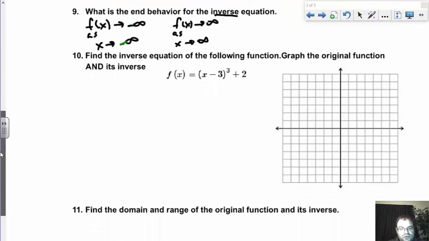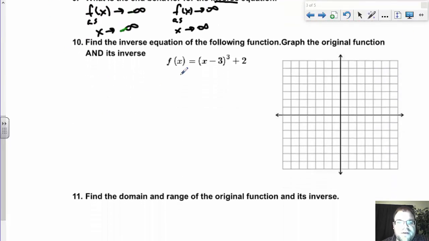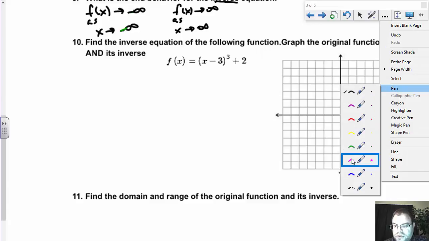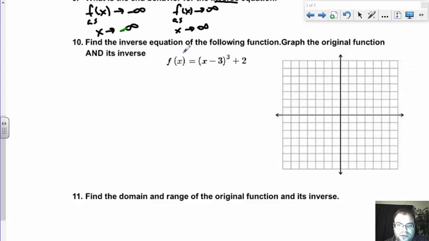Okay, so let's move on to number 10. Find the inverse equation for the following function, graph the original function and its inverse. Yeah, we're going to do this all over again. So let's change my pen color to purple. This is a cubic function, and it's shifted right by 3 and up by 2. A cubic function usually has its center at the origin. So we're going to go 3 to the right from there and up by 2. So this new center is going to be right here. Then I'm just going to cube this, basically.